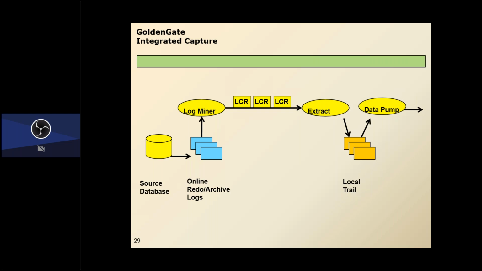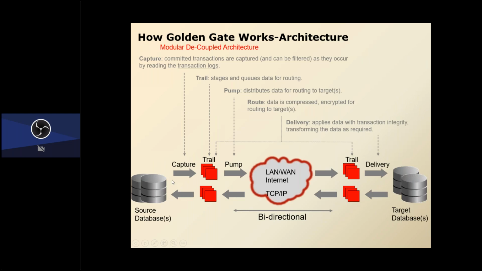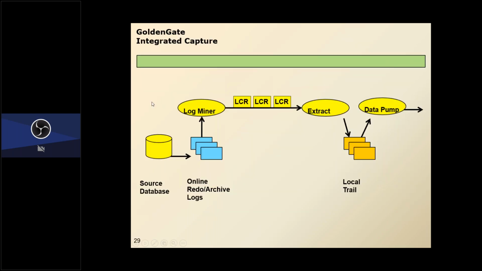So the work which was earlier done by the capture process here is done by log miner. Log miner passes on whatever is needed by the extract process. The extract process establishes connectivity with the database, but internally it is not reading any archive log. Whatever changes are needed by the extract process, log miner passes on those changes in the form of LCRs. Once the extract process reads those changes, it passes them to the local trail file.